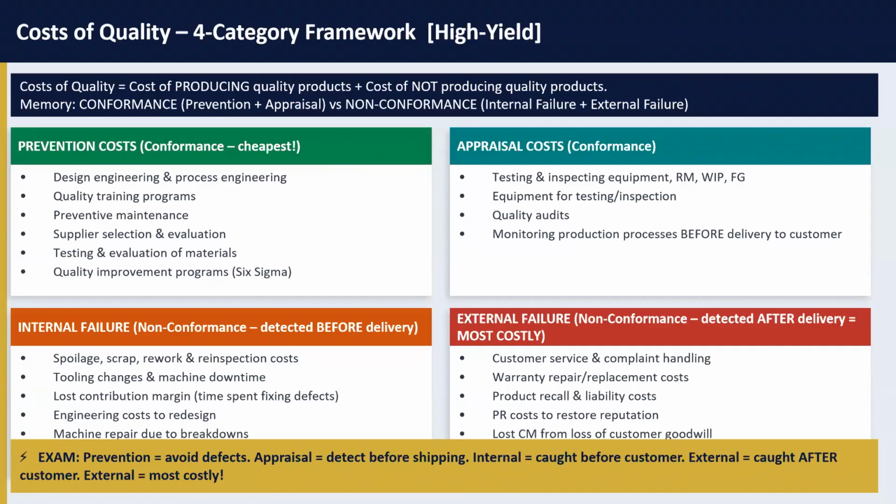Then comes quality improvement programs, which is called Six Sigma. So what Six Sigma says is 3.4 defects allowed per million opportunities. That means if we sell 10,000 products, among them 34 can be defective. That's a normal range. So 3.4 products can be defective per million opportunities. That is what Six Sigma says.